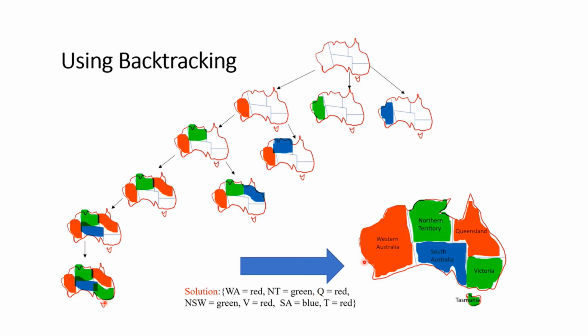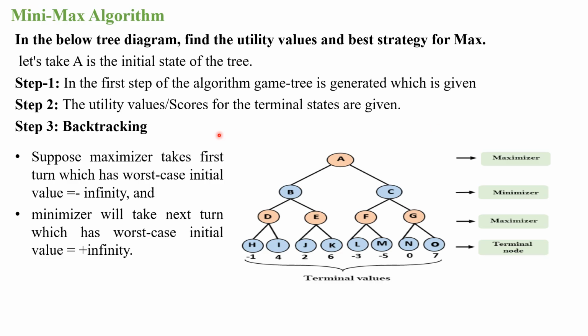So the solution is: for Western Australia we have used red, Northern Territory green, Queensland red, South Australia blue, Victoria blue, Tasmania red. So these are the different colors used for the given map.